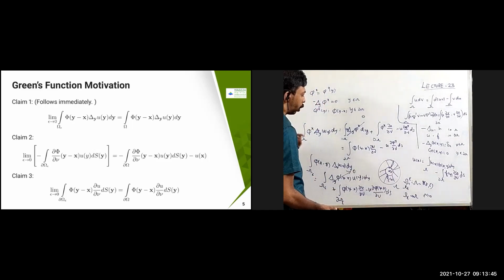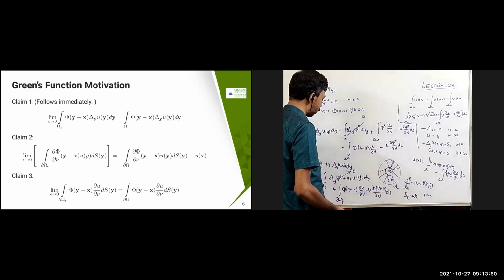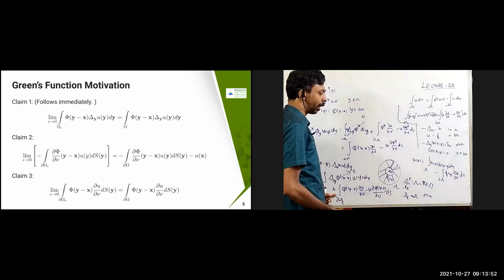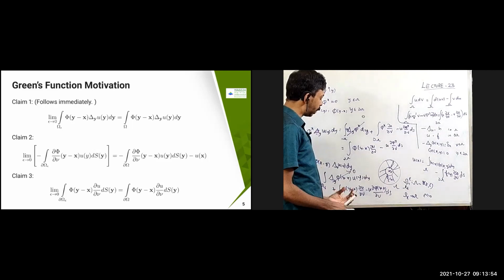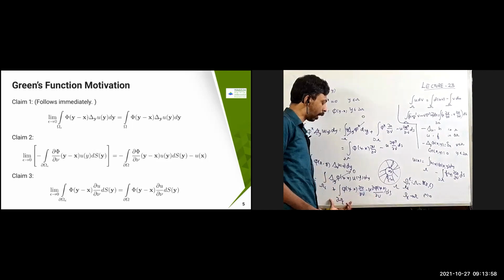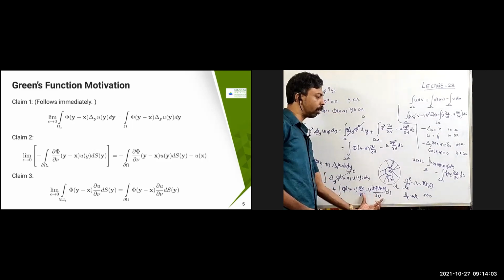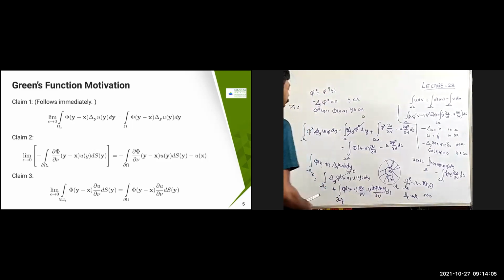Now claim 2, what we are going to do is that here also we have to apply the limit epsilon tends to 0, because if I am applying the limit epsilon tends to 0 here, I have to apply it here also. So I'm just going to split it into two things. This is claim 2, this is claim 3, where again I'm applying epsilon tends to 0. Then I'm going to find what the answer is going to be, and then I will relate that.